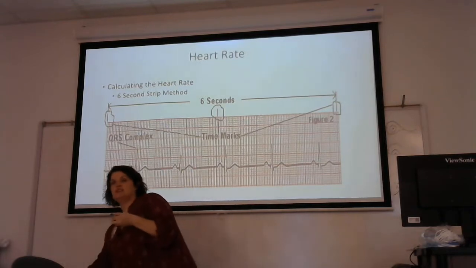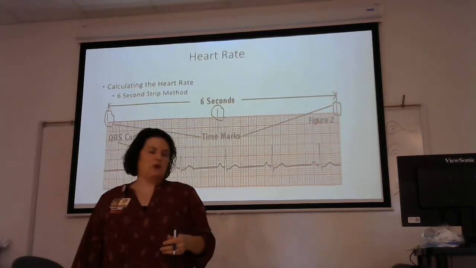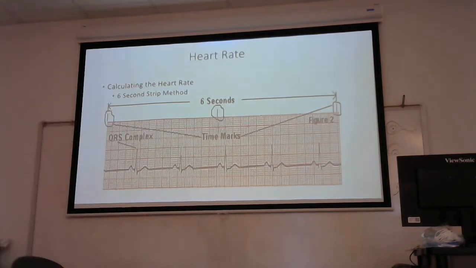So look on your 641, take a little scrap sheet of paper, and then you're gonna measure your first R to R. So just put two little marks, and then go to your next one, and they should match up if it's regular. Okay.